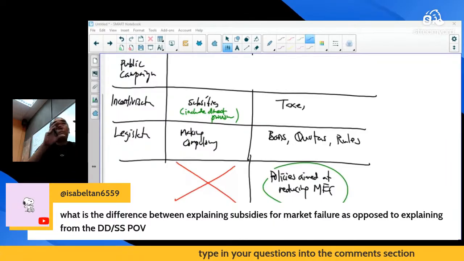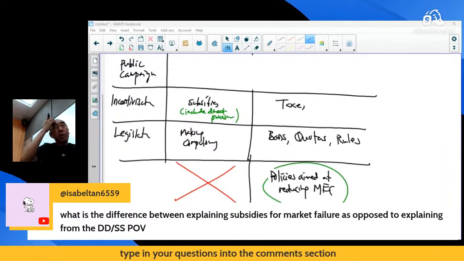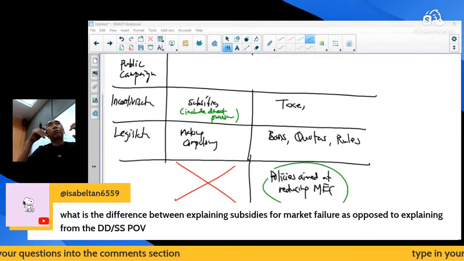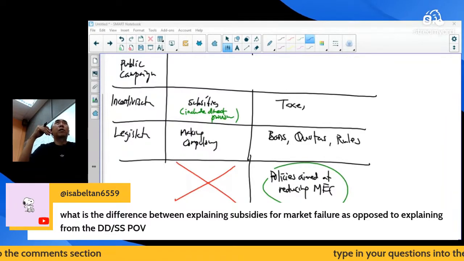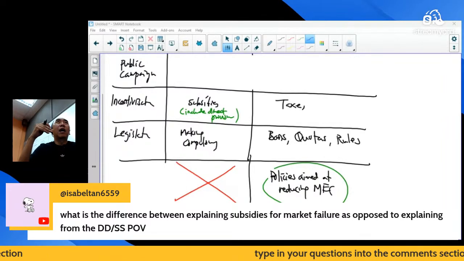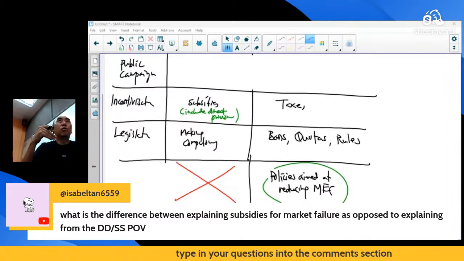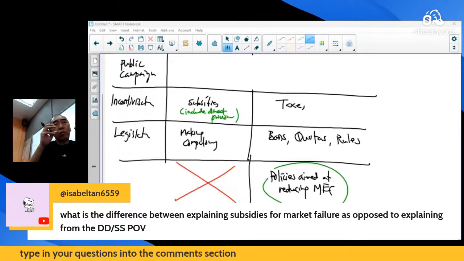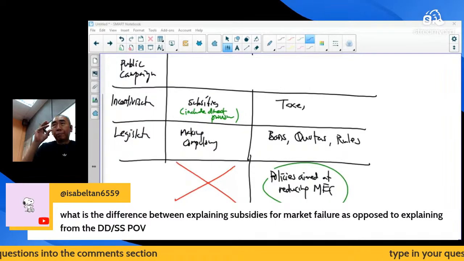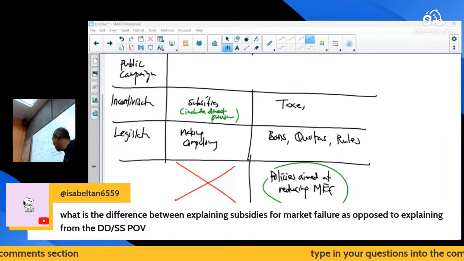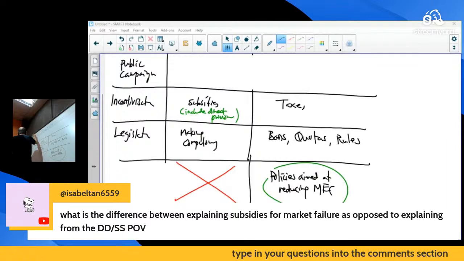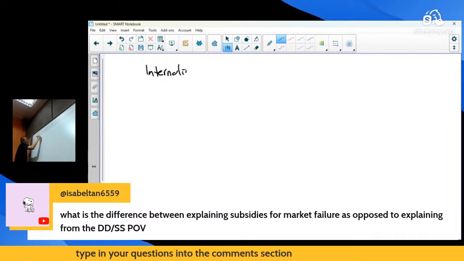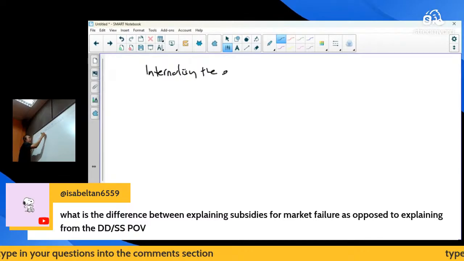So in terms of market effects, in explaining the effect of subsidies on market failure, you're trying to, for example, explain how the subsidy addresses under consumption due to positive externality. Then what you want to do is to explain the concept called internalizing the externality. So you want to bring in the idea called internalizing the externality.